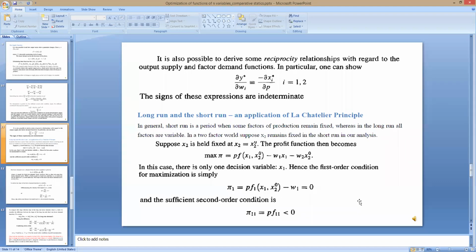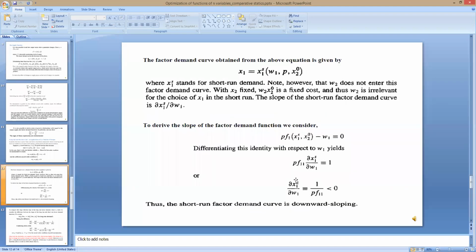So we are plugging the value function in the first order condition, and we are getting this expression: P F1 of x1 star, comma, x2 naught. x1 star means you are considering w1, p, and x2 naught as parameters. Minus w1 is equal to 0.